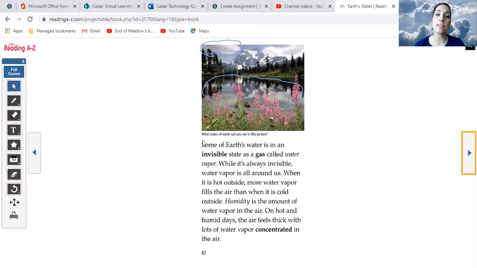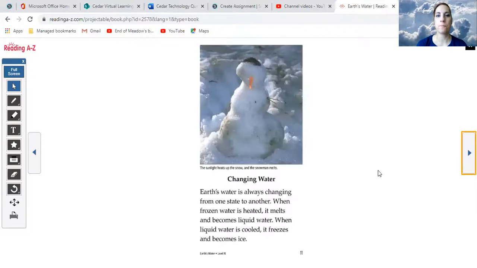Now this label asks us, what states of water can you see in this picture? And I circled, oh, I see a pond, so that's liquid water. And then I circled a cloud. Think about that for a second.